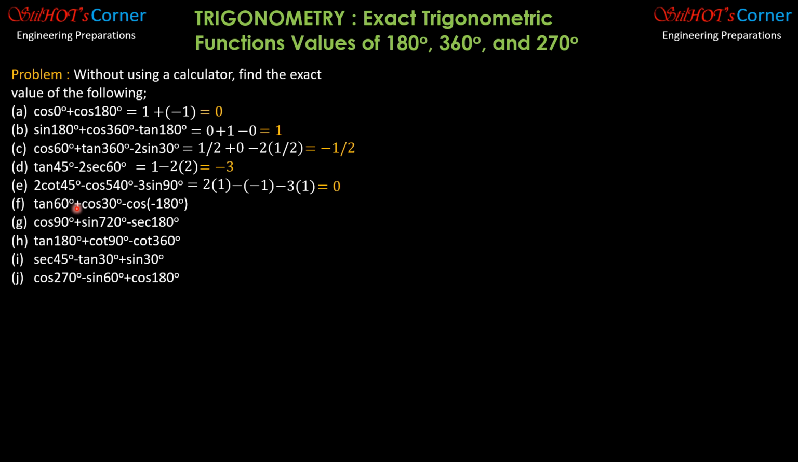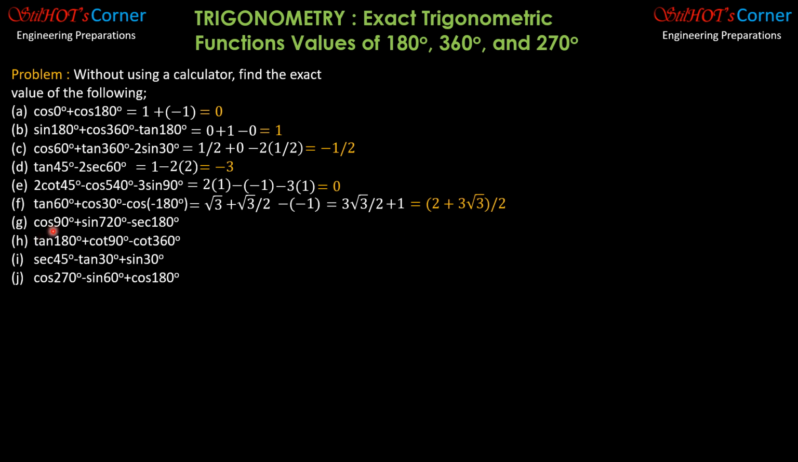Tangent 60 degrees is square root of 3. Cosine of 30 degrees, square root of 3 over 2. So plus square root of 3 over 2. Then minus cosine of negative 180, it is here, so negative 1. So minus negative 1. So this is square root of 3 plus square root of 3 over 2 plus 1. So of course, square root of 3 plus 1/2 square root of 3, that's 3/2 square root of 3, then plus 1. So 3/2 square root of 3 plus 1. Simplifying further, that would be quantity 2 plus 3 square root of 3 all over 2.